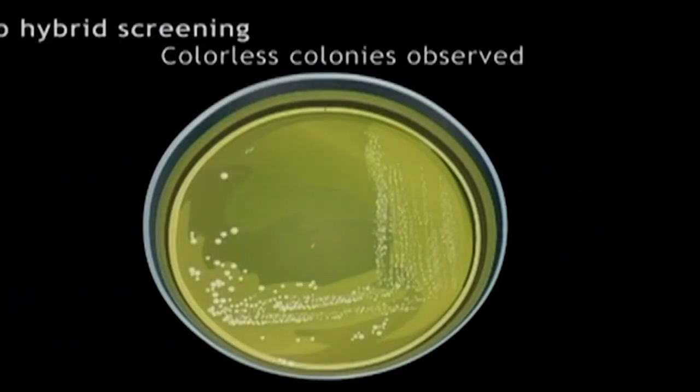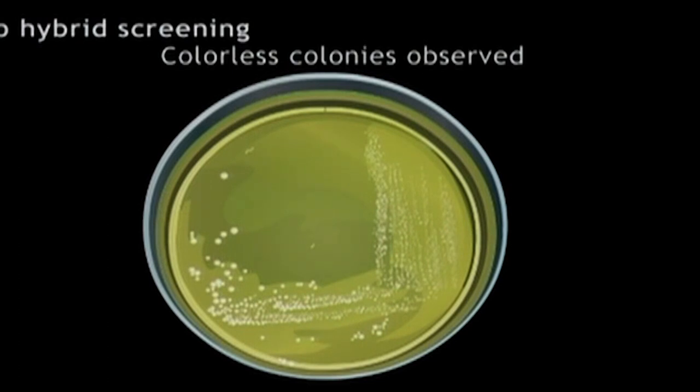So, the yeast two-hybrid screening remains a classical biological technique which has been used for screening and the discovery of protein-protein and protein-other biomolecular interactions. Let us now go through an animation to understand the working of the yeast two-hybrid system. We will now talk about yeast two-hybrid.